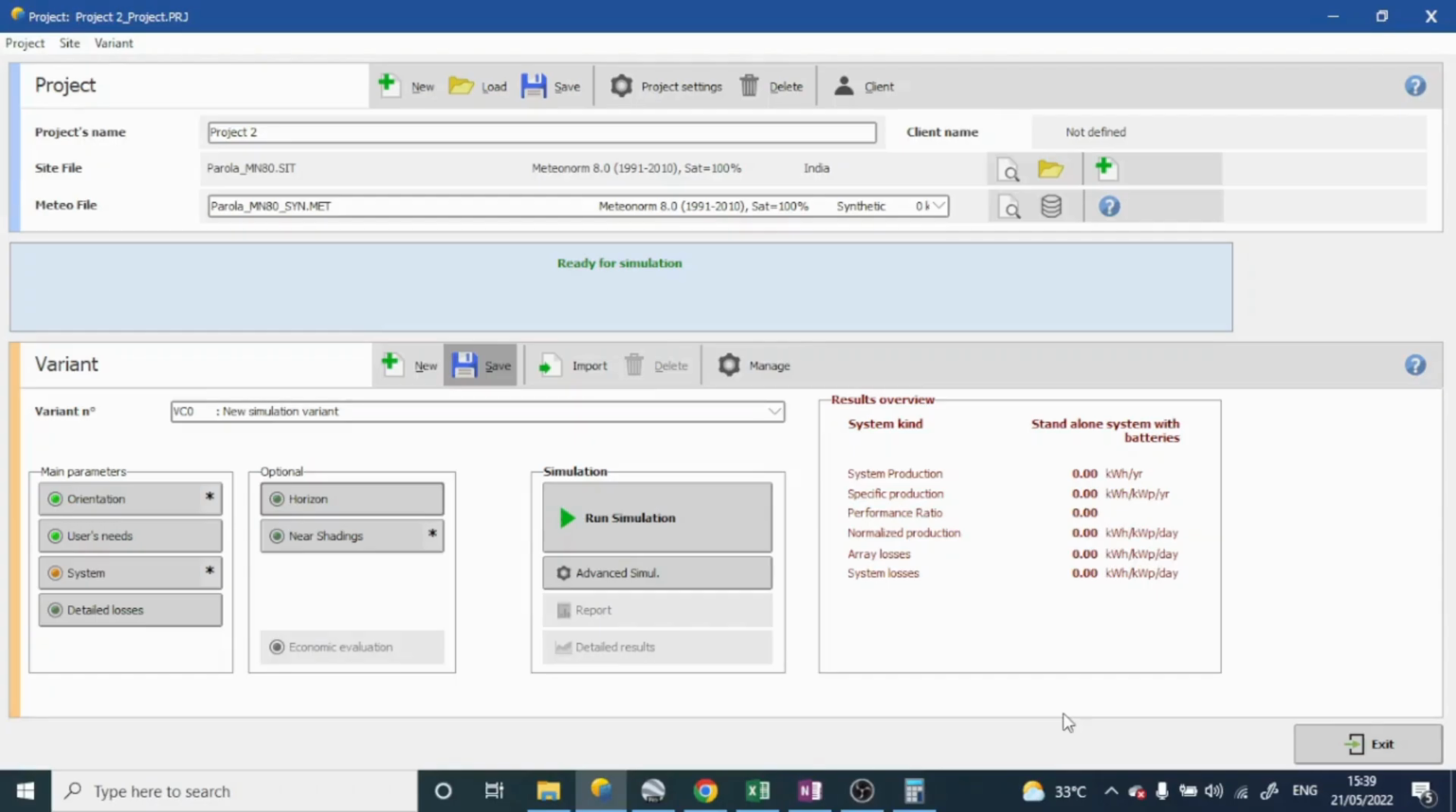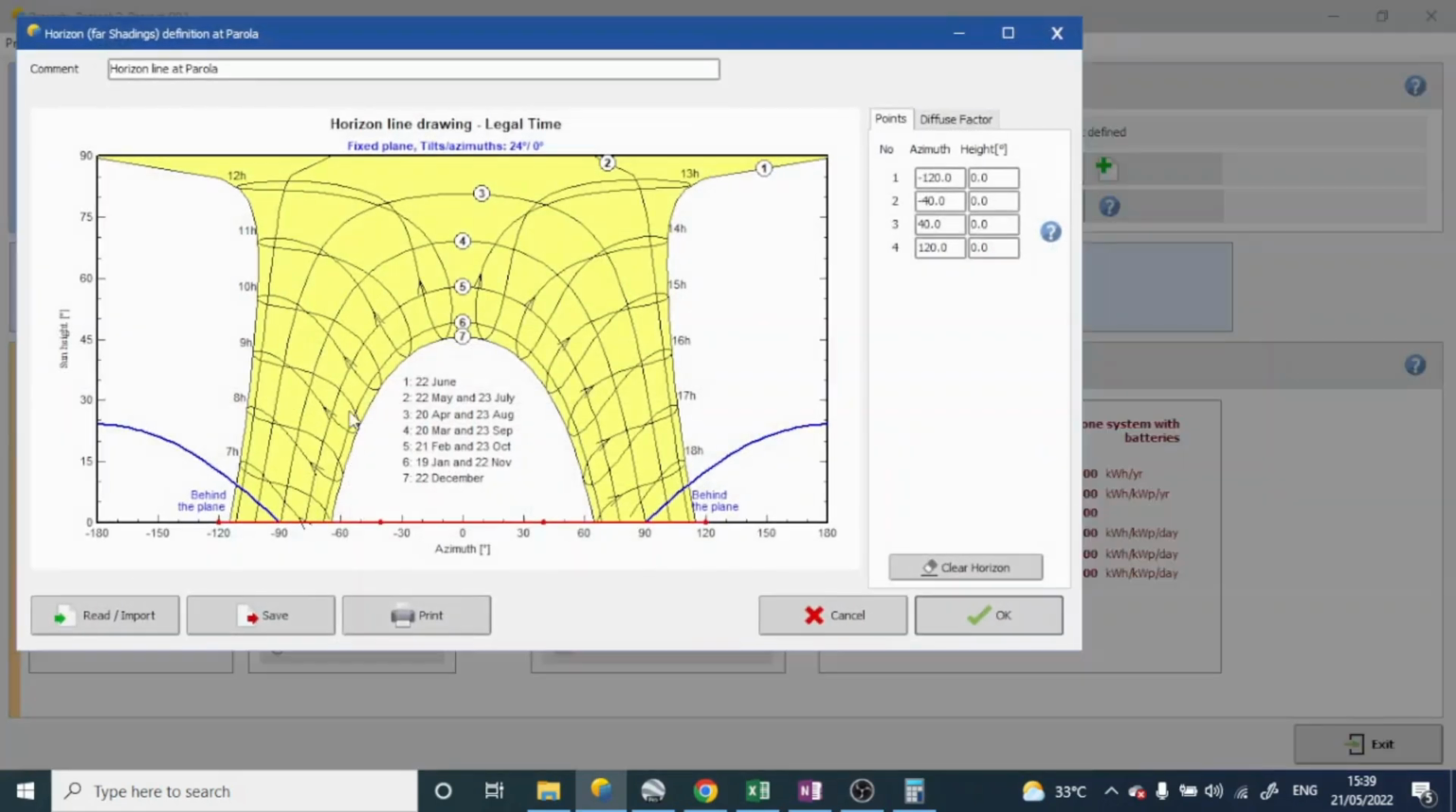Now in this lecture, we're going to talk about the SunPath chart diagram, or the horizon. We have imported the Meteo file from the database, so we just have to click on this horizon. So you will get the SunPath chart diagram.